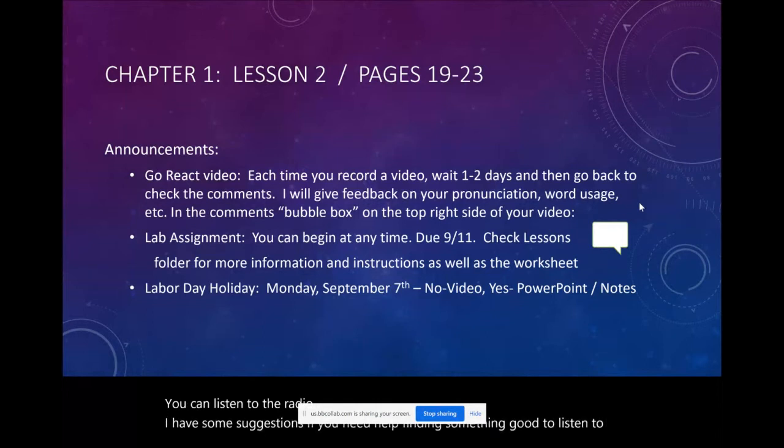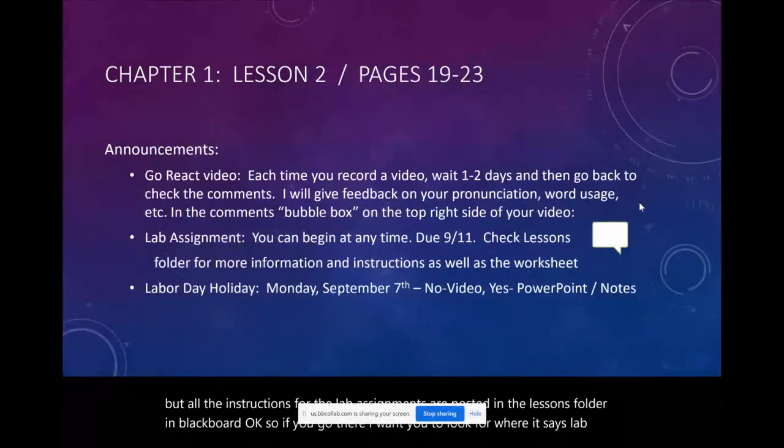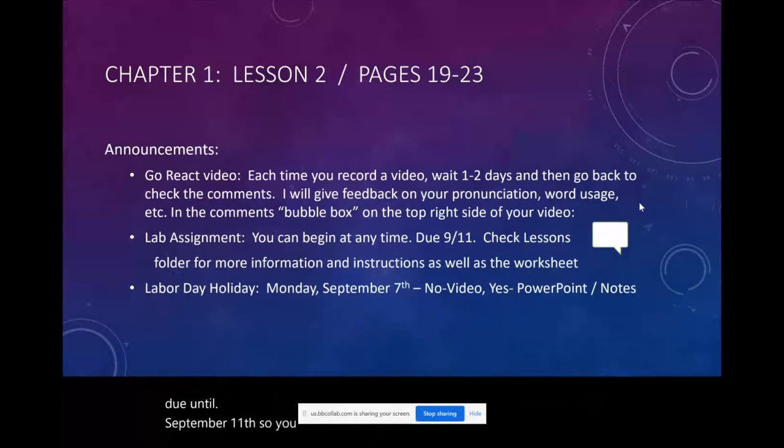But all the instructions for the lab assignment are posted in the lessons folder in Blackboard, okay? So if you go there, I want you to look for where it says lab assignments, and I have a worksheet that I posted. There's a lot of information in there. So this week, you do not have to do your lab assignment, okay? It's not due until September 11th. So you've got 2 weeks, okay?